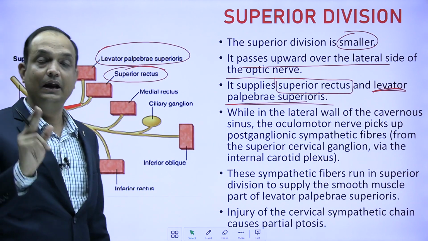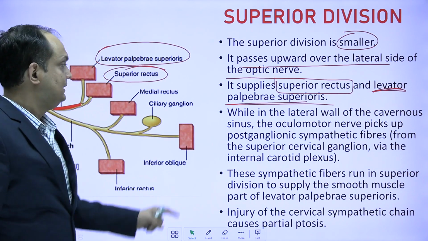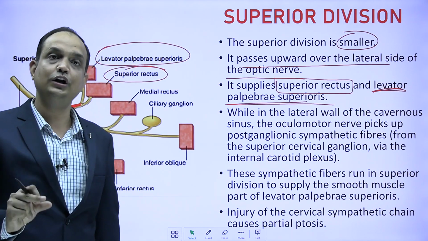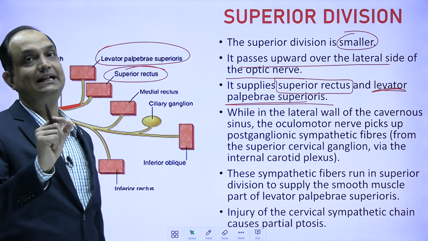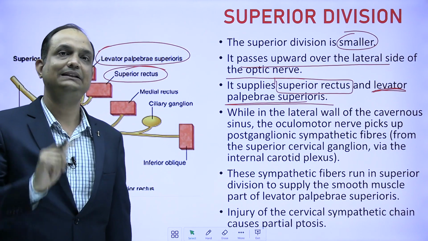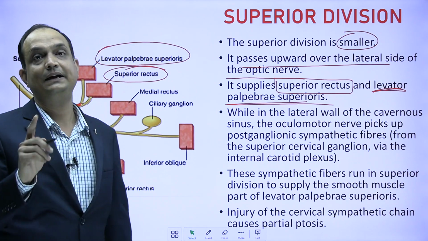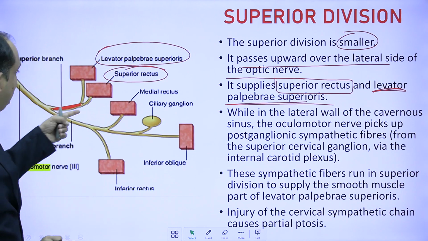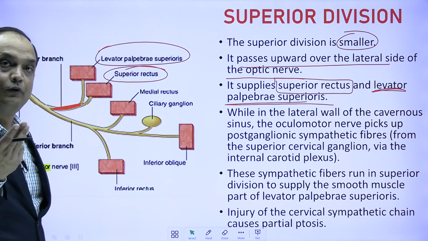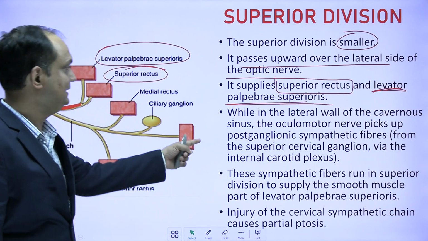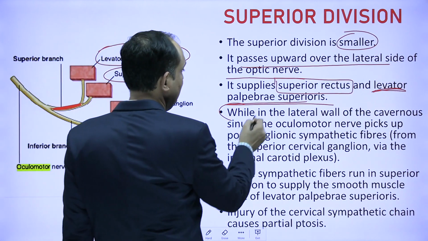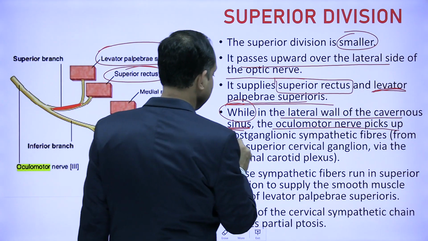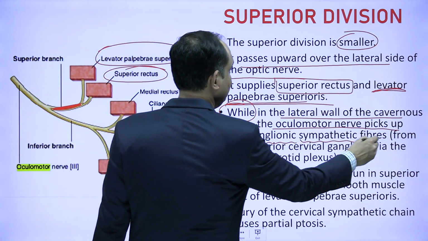But here a question comes in your exam. The levator palpebrae superioris has a small smooth muscle component, known as Mueller's muscle, and that Mueller's muscle is supplied by the sympathetic nerve, which is also present in this superior division. Now, from where does the sympathetic supply come? The answer is that while in the lateral wall of the cavernous sinus, the oculomotor nerve picks up the postganglionic sympathetic fibers.